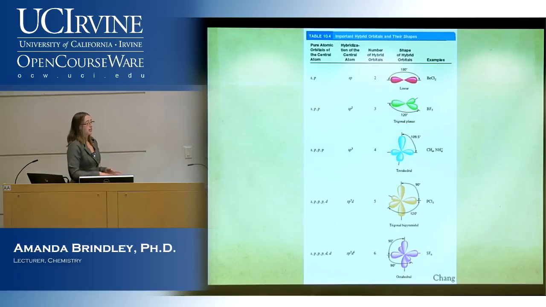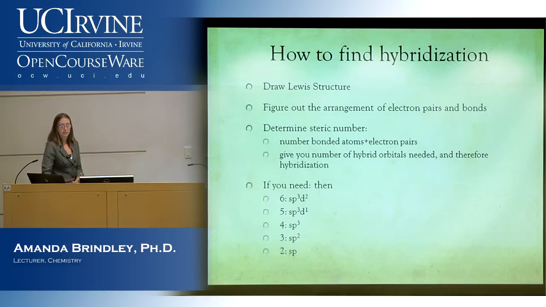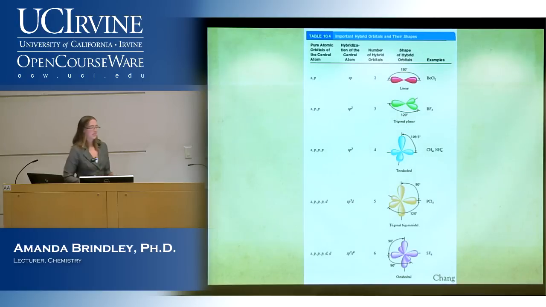The easiest way to do the hybridization is to go through how we just did it on this slide, and to say, well, if we can figure out our steric number, then we can figure out how many hybrid orbitals we need. And we can count the number of orbitals we need to start with. Memorizing this is sort of not as useful.